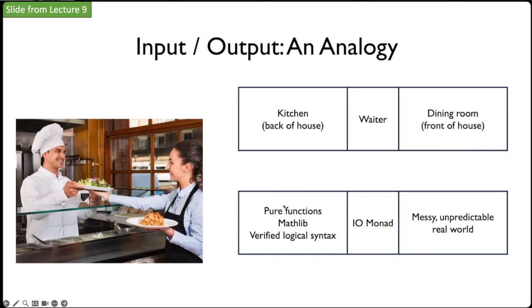And then inside the kitchen, under the hood of Lean, we have these pure functions, we have mathlib, everything is this verified logical syntax. We can understand and trust and prove and guarantee termination of all these kinds of things. But that is too abstract. It's too disconnected. It's not going to allow us to run the kinds of software that we would be interested in. We like to input things into our software and get outputs and print things.